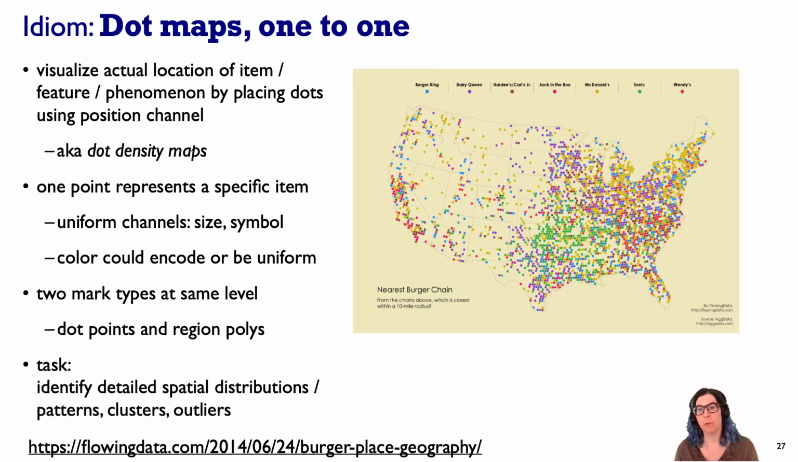Okay, what else could we do? We could put dots on a map. So unsurprisingly, we call that a dot map. An important thing is there's two very different kinds of dot maps. And let's start with the easy to understand one, which we'll call a one-to-one dot map.